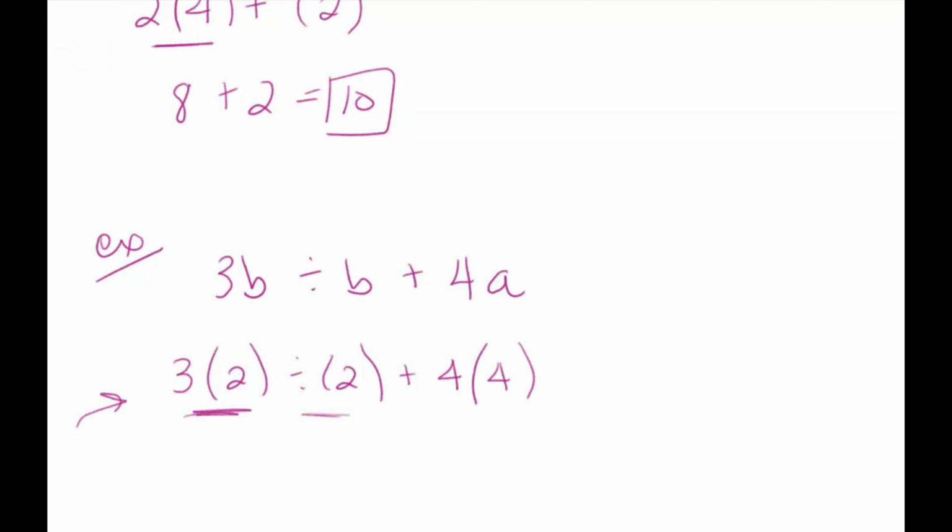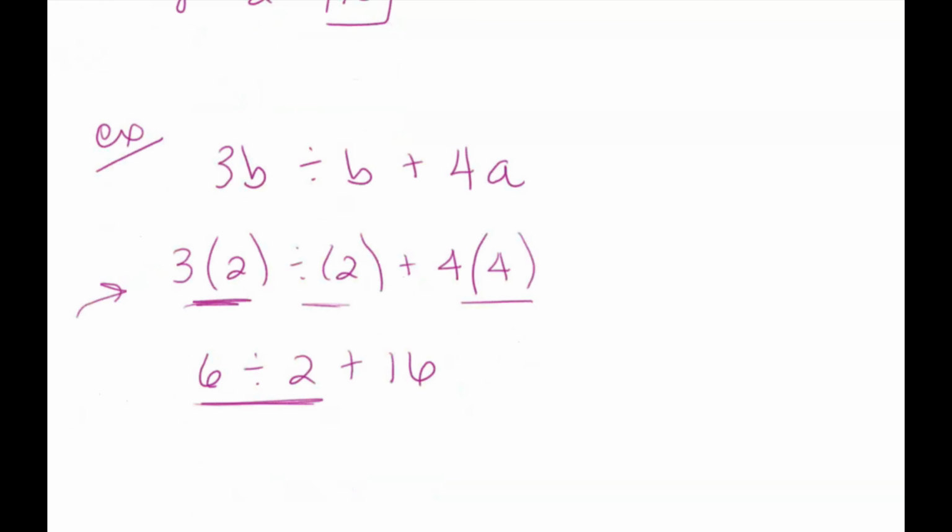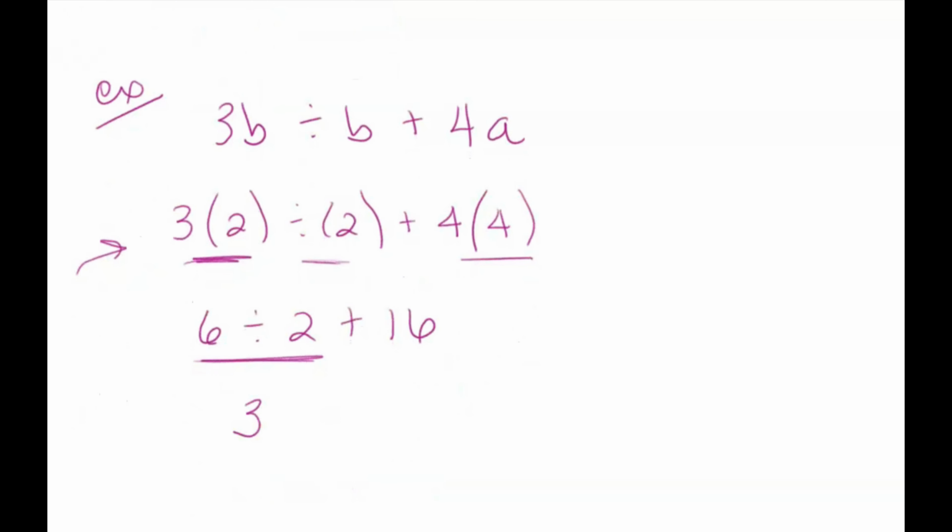So 3 times 2 is 6. And then we'll divide it. I guess I could finish out this multiplication too. 4 times 4 is 16. Now I have to divide this guy, which is 3, plus 16, and then add them together, which is 19.